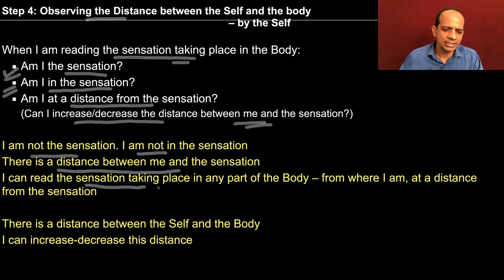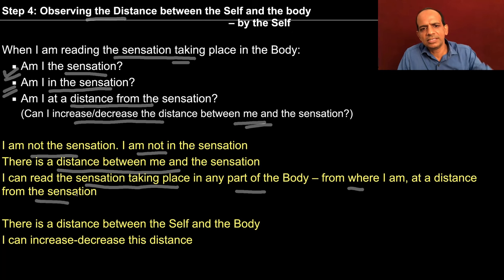And you can read the sensation taking place in any part of the body from where you are, at a distance from the sensation. Now you may assume that there is nothing happening in your palm. Okay. Now you start paying attention to your palm. And very soon you will see that there is some pulsation, some sensation coming from the palm. You may feel that there is nothing happening in the forehead. You start paying attention to this.